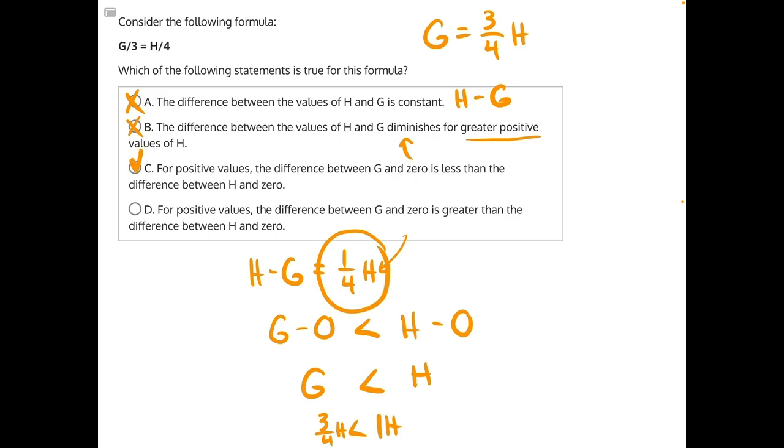Answer choice D is incorrect because it states the opposite, that the difference between g and 0 is greater, and it is not.